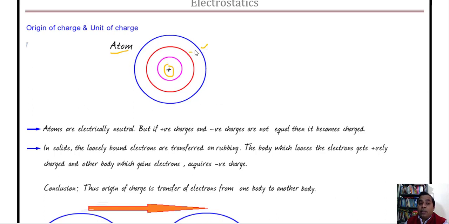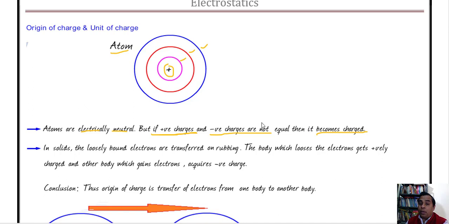In these orbits electrons are orbiting, and the main theme is, every atom is neutral. It has the same number of electrons and protons, and this makes the atom electrically neutral. Atoms are electrically neutral, but if the positive charge possessed by the proton is not equal and opposite to the negative charge possessed by the electron, then it becomes charged.